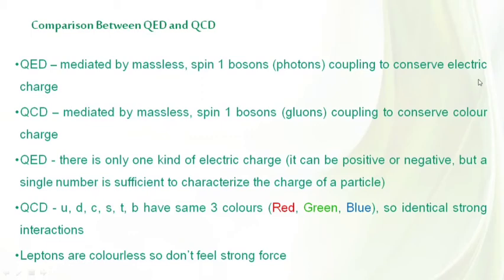And for quantum chromodynamics, up, down, strange, and the other quarks all have the same three colors: red, green, and blue, so there are identical strong interactions for these particles. Leptons are colorless, so they don't feel the strong force. Remember, this is an important point: leptons can't interact with gluons because they are colorless. They don't have color charges. That is the point.